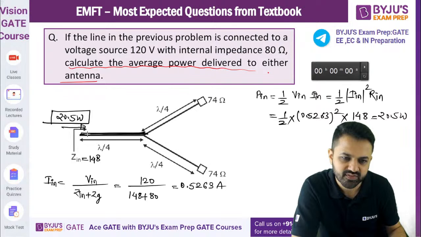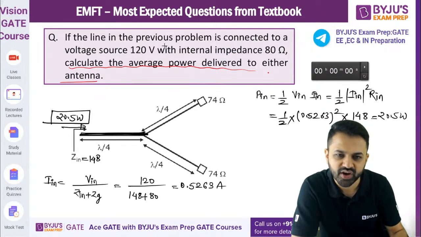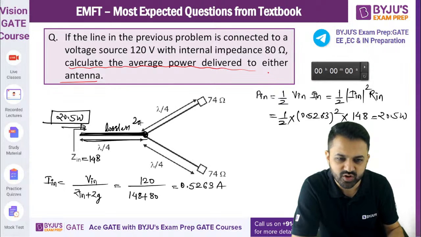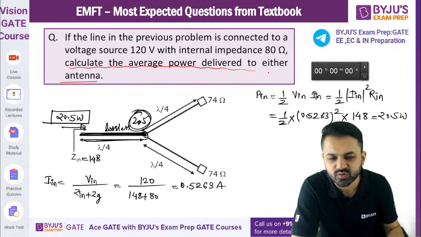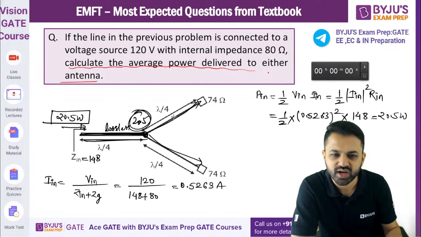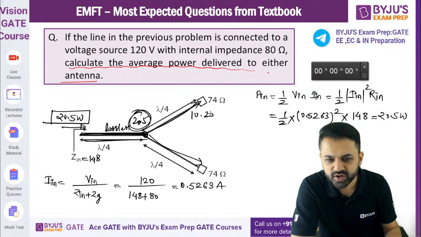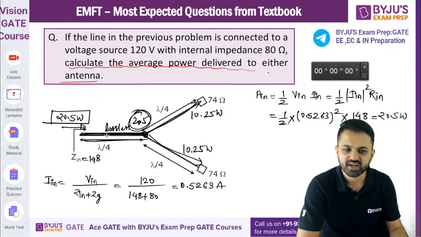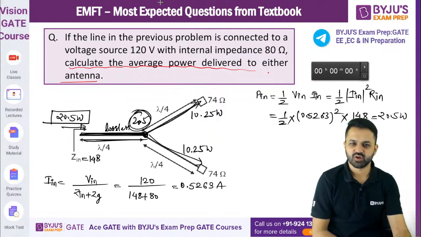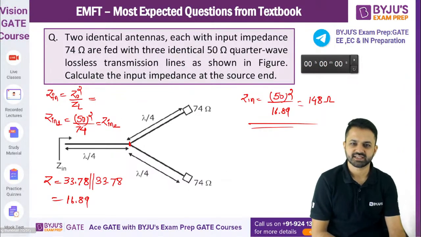This transmission line we are giving 20.5, and this transmission line is lossless. Since it is lossless, it is reaching to this point. So here also 20.5 will be delivered to the load, and then it is equally divided into the two. So average power delivered to either antenna will be 10.25 and 10.25, because the transmission line is lossless.